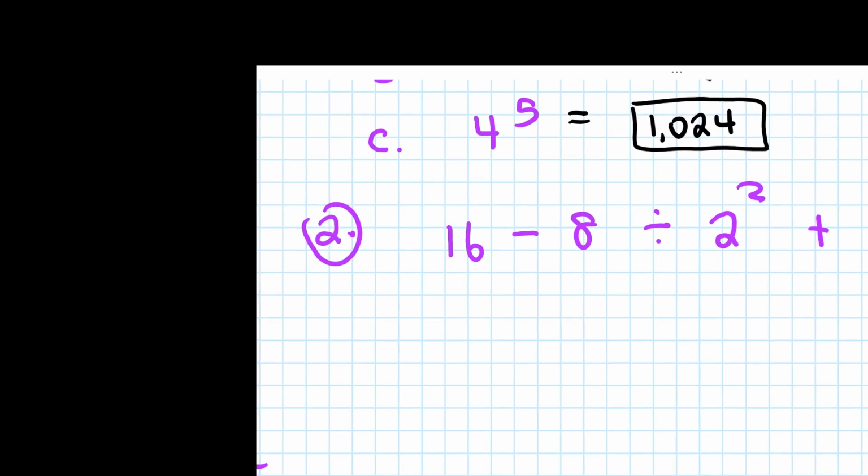Okay, let's try something a little bit more challenging. Here we have 16 minus 8 divided by 2 squared plus 14. I'm going to help us with this one because I want to make sure that you realize that you can insert inclusion symbols to help make the problem easier. So does anyone have a place where they might want to insert inclusion symbols? First, what might I put parentheses around?